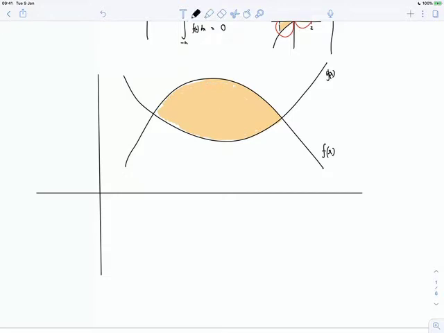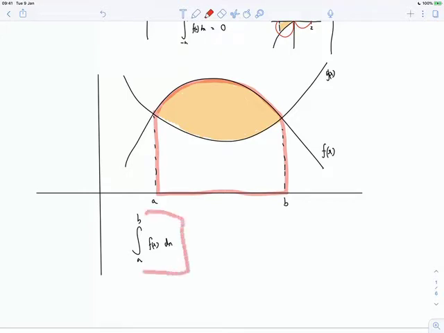Well, let's think about that. If that top limit is b and that bottom limit is a, then if you do the integral between a and b of f of x dx, you will get all of this area, won't you? All of that red bit. And then what you'd need to do is subtract the integral between a and b of g of x dx, because that would be just this area underneath it, like so.